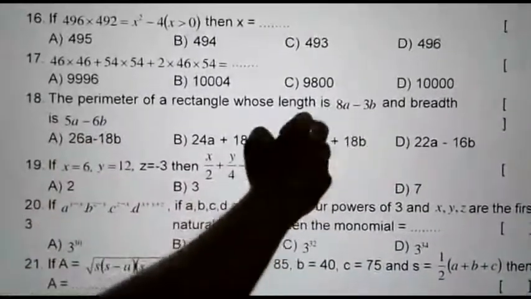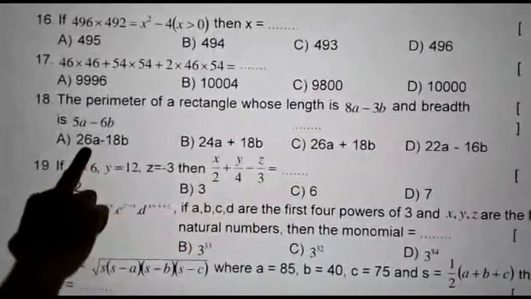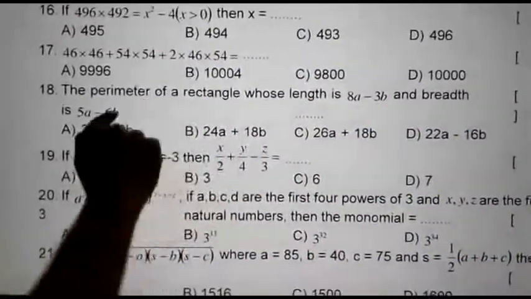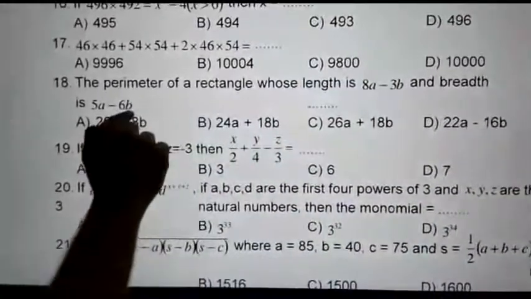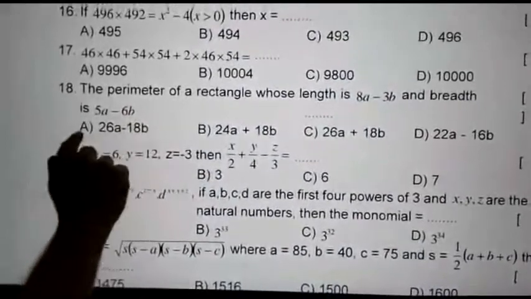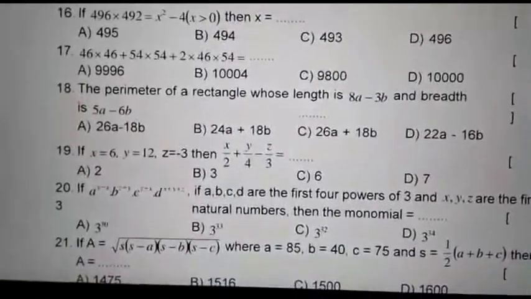Into 2 is what? 2 into 13a is 26a. Minus 9b into 2 is minus 18b. Directly, the answer is 26a minus 18b.